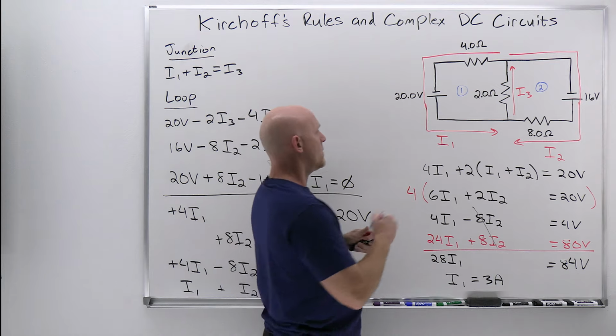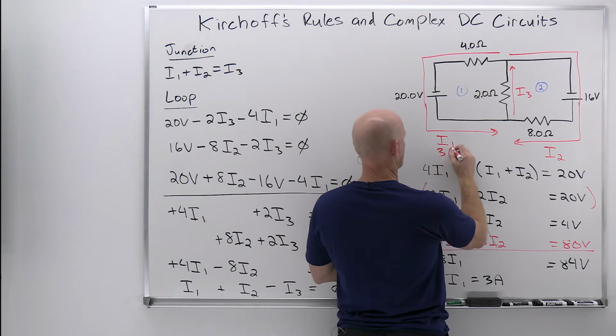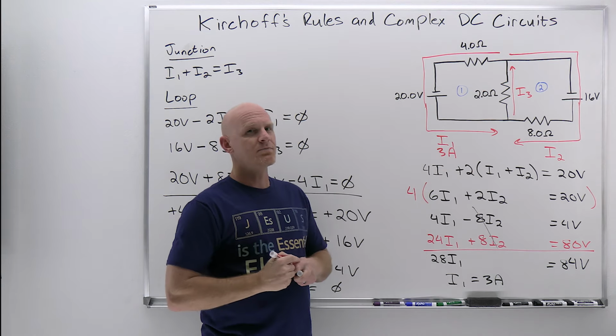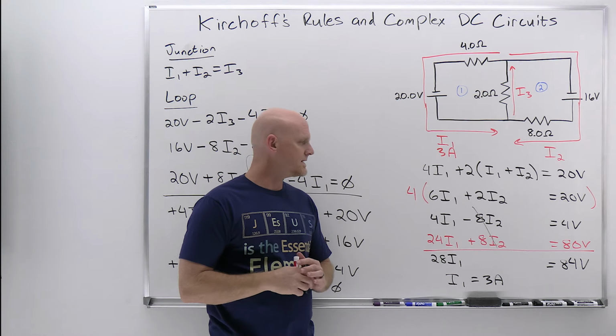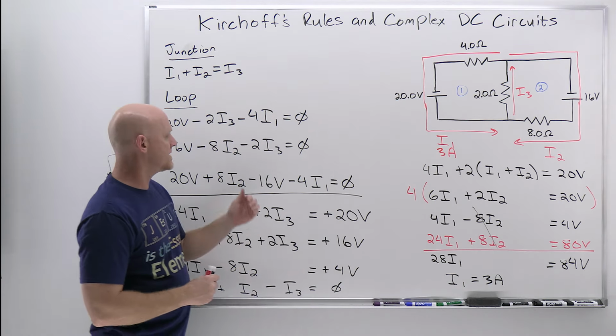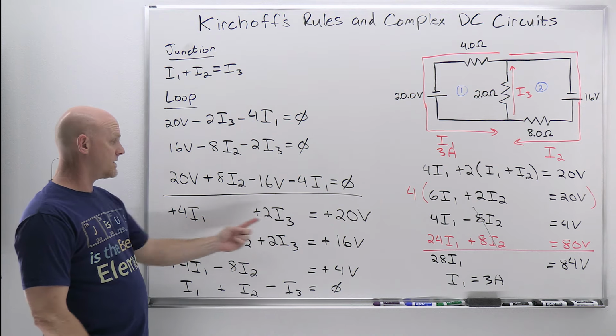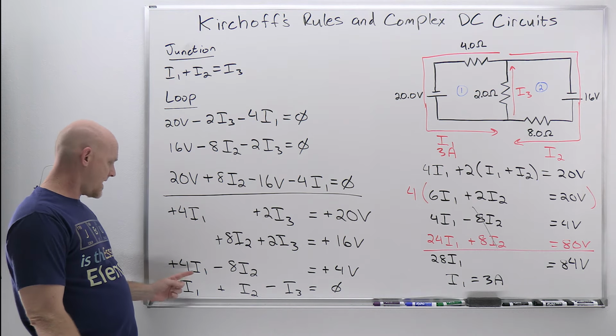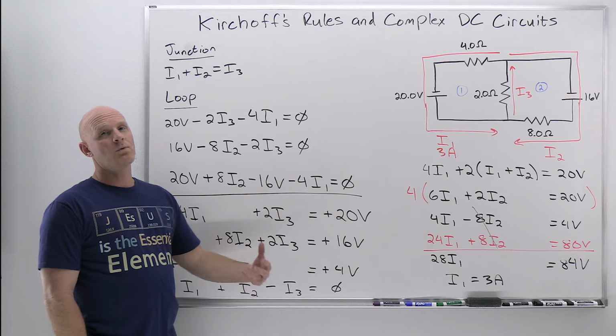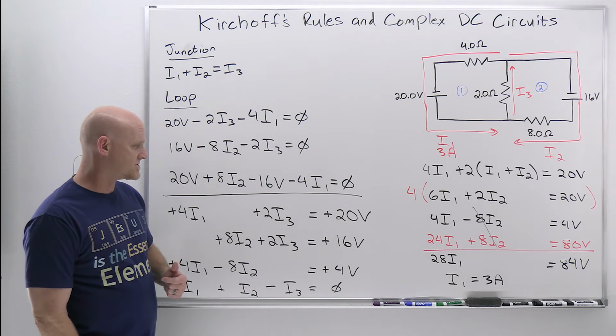So now we know that I1 is 3 amps. And this problem just got significantly easier. Because once we know I1, we can go back to our original equations, or these versions of it right here, and plug it in for I1 here to solve for I3 here. Or plug it in for I1 here to solve for I2 here. And we'll get the other two currents in rapid succession.